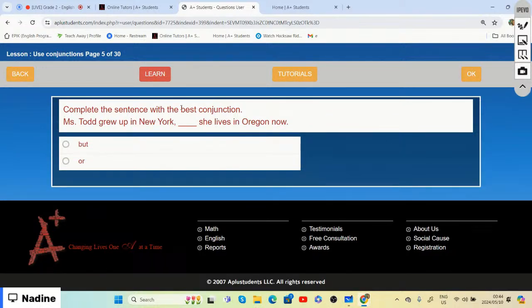Miss Stud grew up in New York. Do we say, but she lives in Oregon now? Or do we say, Miss Stud grew up in New York, or she lives in Oregon now? Which one is the correct one? Miss Stud grew up in New York. She lives in Oregon now. All right, so we can say Miss Stud grew up in New York, but she lives in Oregon now.